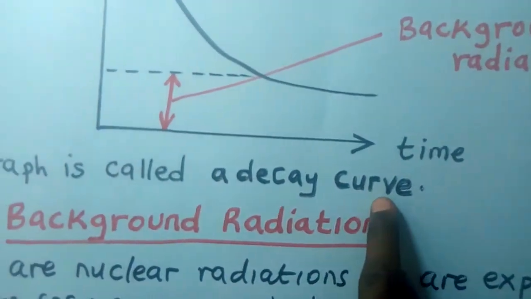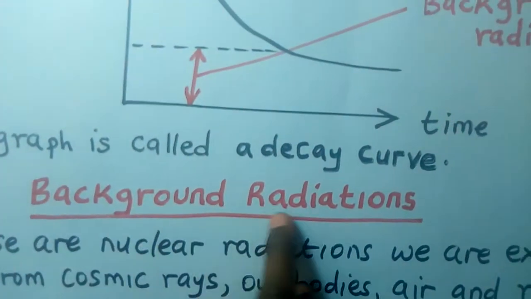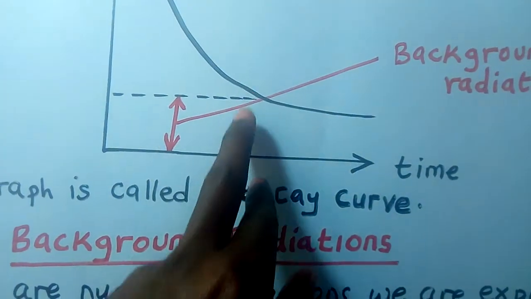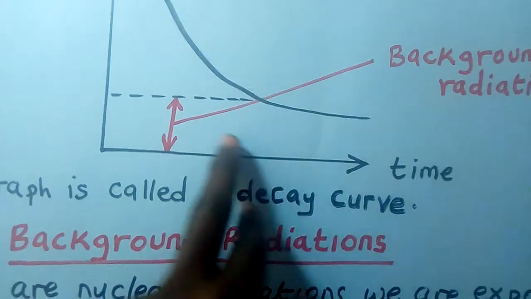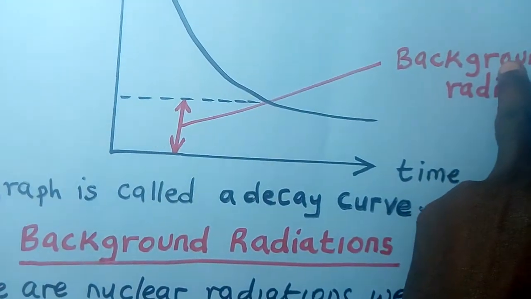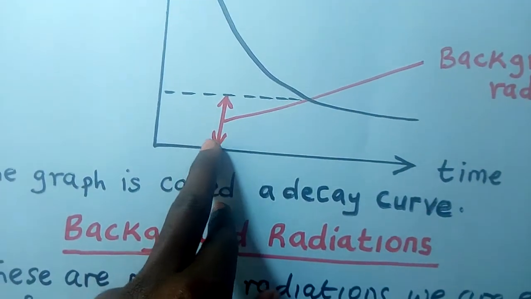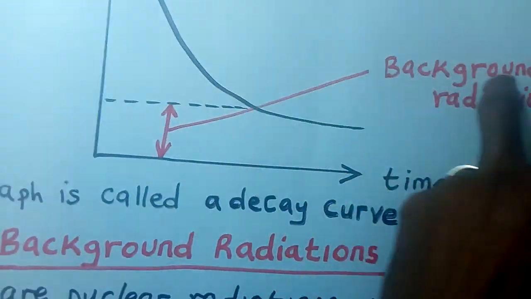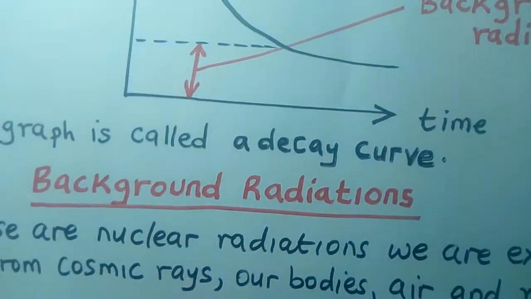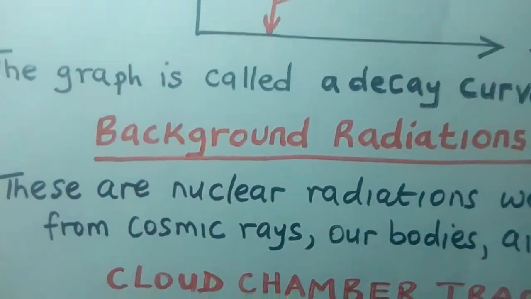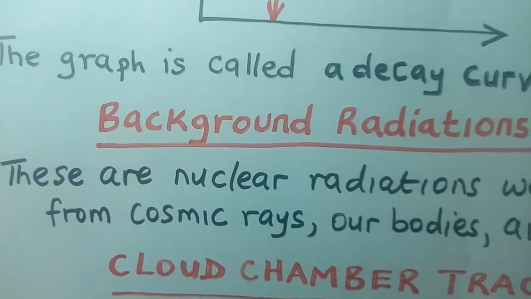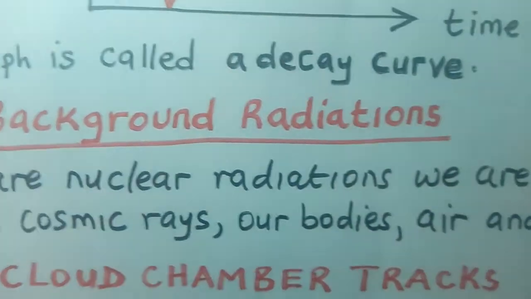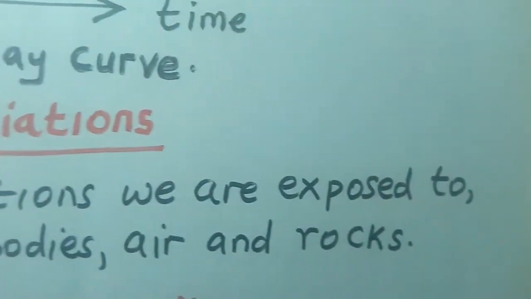And this kind of graph is called a decay curve. Now we have just mentioned background radiations, and I've said the reason why this curve does not touch the horizontal is because of background radiations. You see these arrows from here up to here, it is caused by background radiations. So what are background radiations? Background radiation simply means nuclear radiations which we are exposed to.